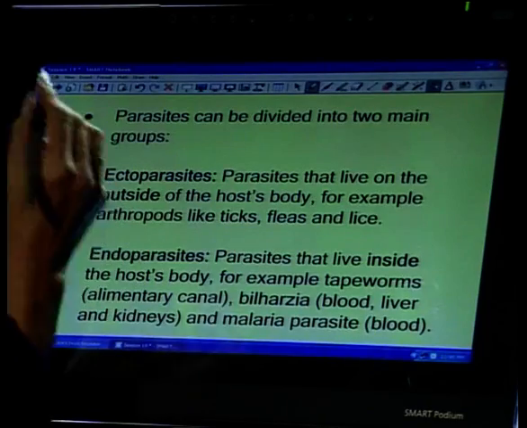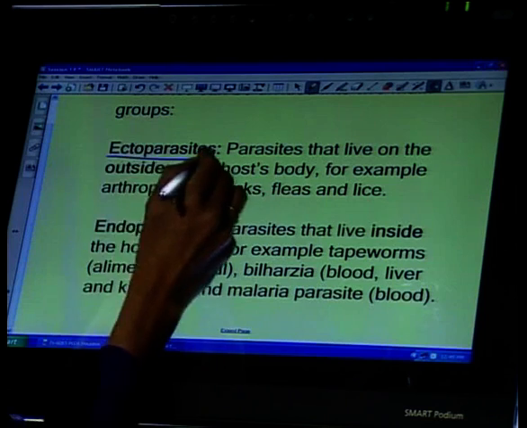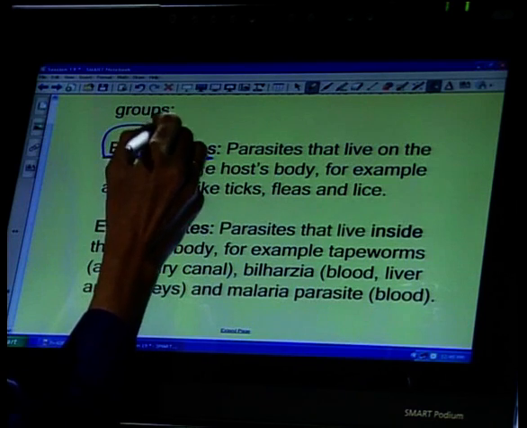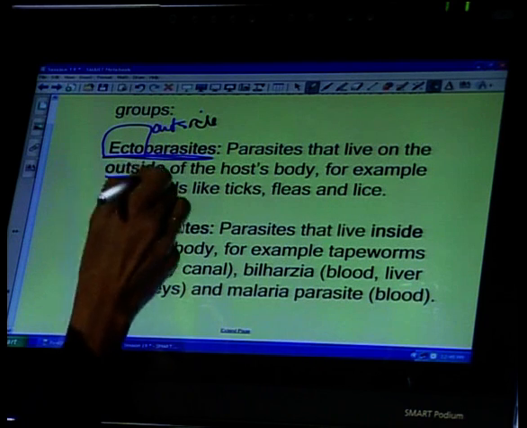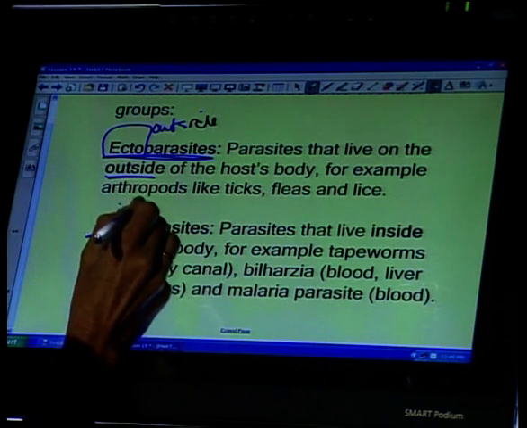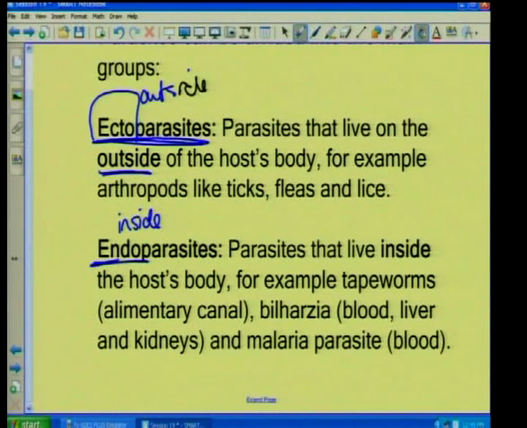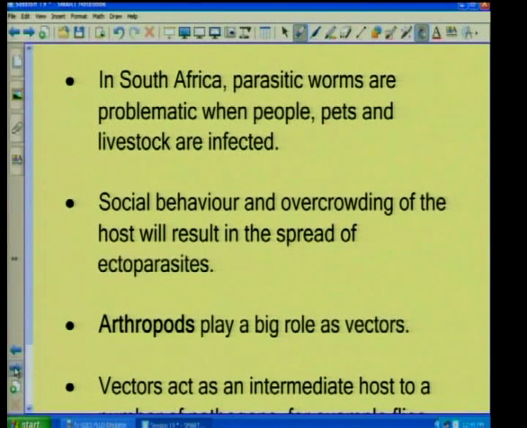Parasites can be divided into two groups, people, and this is actually very easy. You've got ecto, means outside, and endo is inside. So you know this from basic biology. Ectoparasites live outside the host's body, and there you've got all various arthropods like your ticks, your fleas, lice, all these yucky things. And then you've got the endoparasites that live inside. So that would be tapeworms, in fact, all kinds of worms that you get, bilharzia, malaria, flatworm, threadworm, yucky worms, all these worms and things that live in organisms. Okay, now, in South Africa, parasitic worms are problematic.